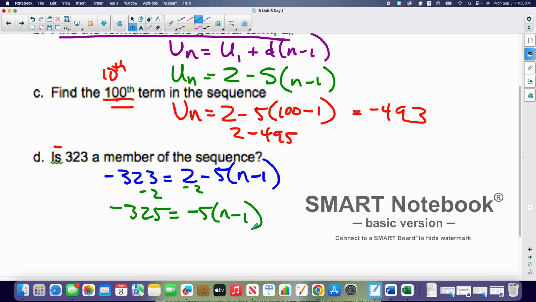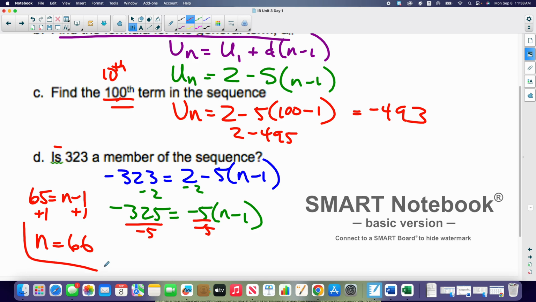Now some of you right now are going, Coach, why didn't you just distribute and combine like terms? Could I have done that? Sure. All right. Some of you are going to distribute right now. I'm just going to divide by the -5. That's fine as well. So I'm going to divide by -5. Negative over negative is positive. That is 65 is what that is. And it's n minus 1, so I'm going to add 1. So the answer I get is 66. What does that mean? It is the 66th term.